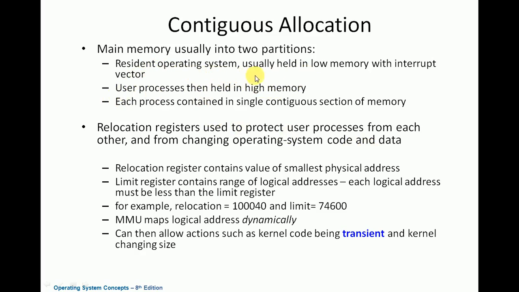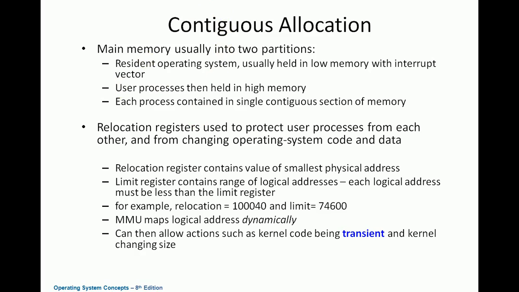The resident operating system is usually held in low memory with the interrupt vector. As we already saw in one of the diagrams, at the beginning of the main memory, the operating system will be loaded. The operating system program will reside in the lower memory, that is at the lower addresses, from address 000, and the user processes will be loaded after the operating system.